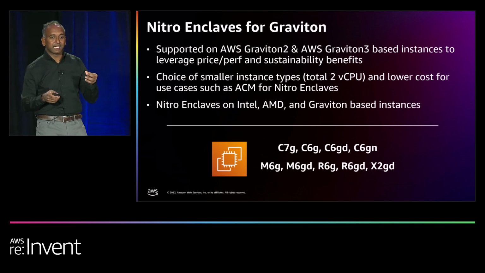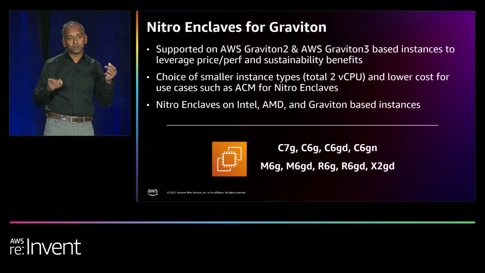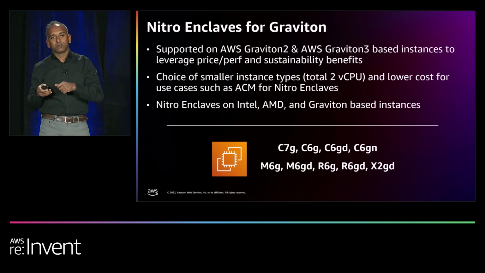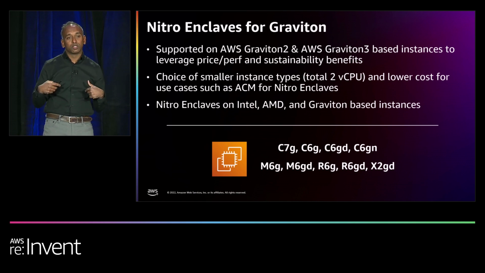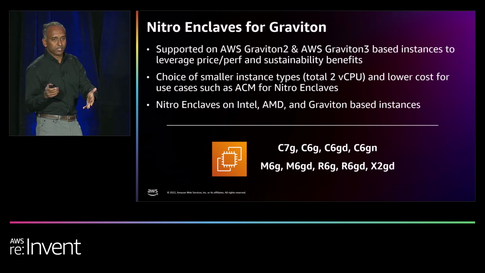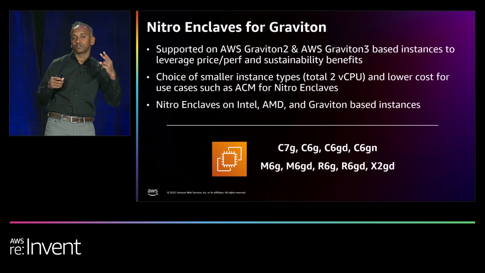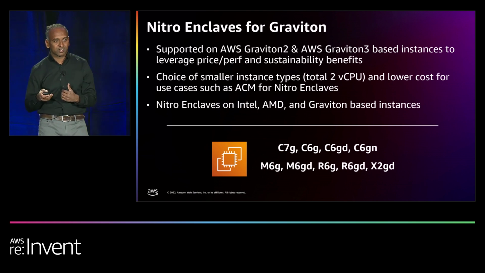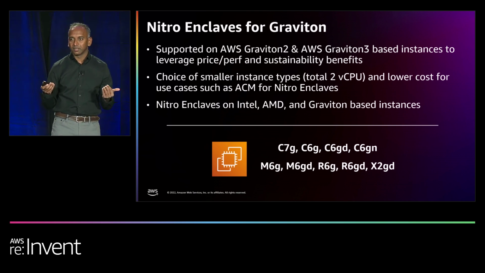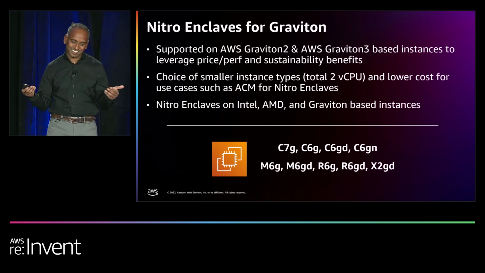If you're using an x86-based instance, then one core is actually 2 vCPUs because of hyperthreading. But we don't have that concept at all with Graviton. So one core is actually 1 CPU. So if you have applications that are not too compute intensive, like ACM for Nitro Enclaves, then you could actually get away with just dedicating 1 vCPU instead of 2 for an enclave. So this lets you choose smaller instance types for certain types of applications. Again, leveraging the cost benefits of using Graviton-based instances.